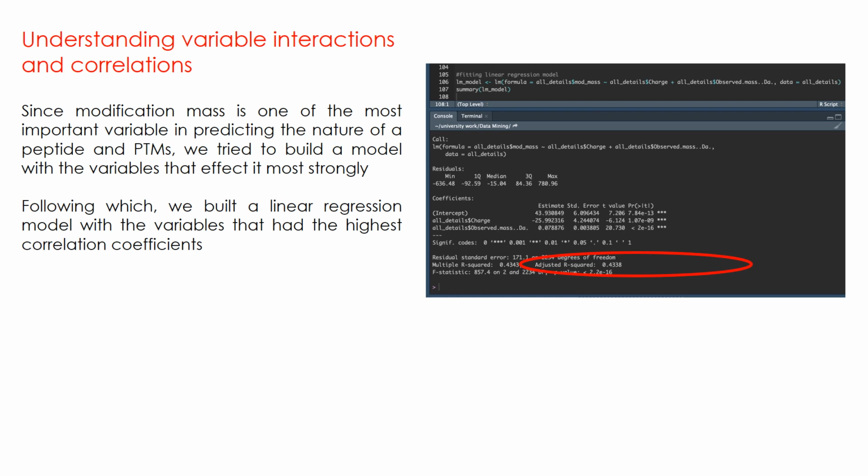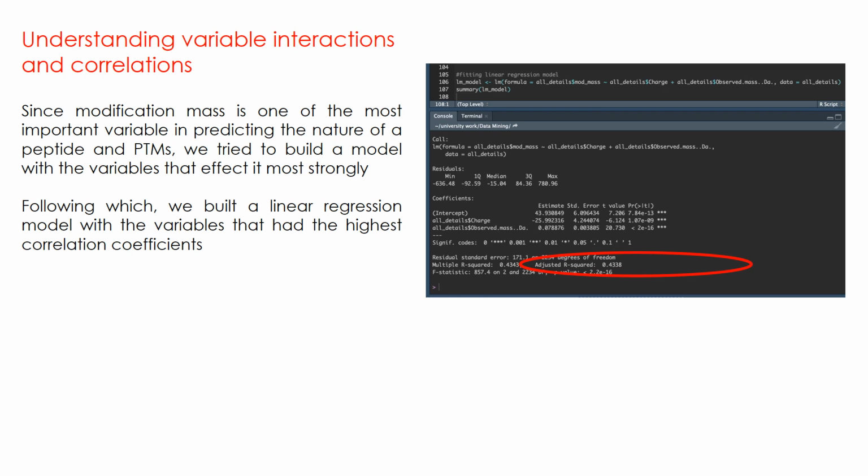Next, we wanted to build a model using these variables. Since modified mass is one of the most important variables in predicting the nature of a peptide and PTMs itself, we tried to build a model with the variables that affected it most strongly, and we identified these variables from the correlation matrix that I just spoke about. This is the linear regression model that we've built here. We used observed mass and charge as our dependent variables, and modified mass was our independent variable, and we arrived at an adjusted R square of 0.43.